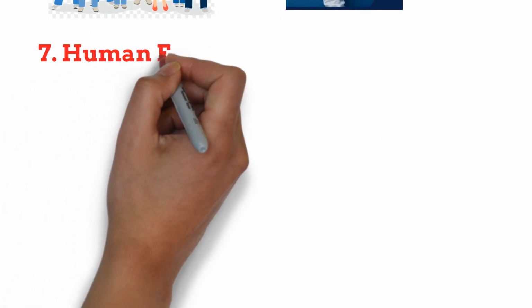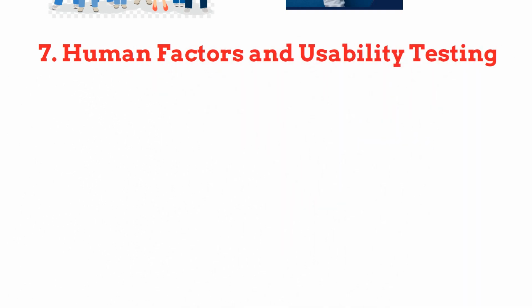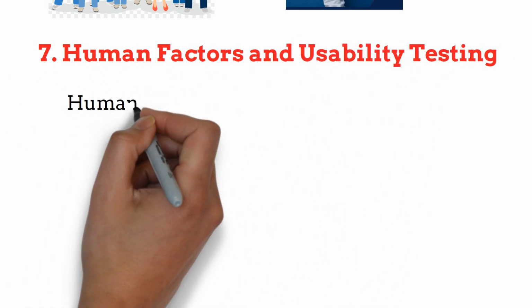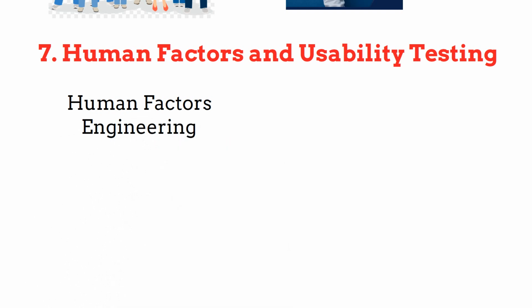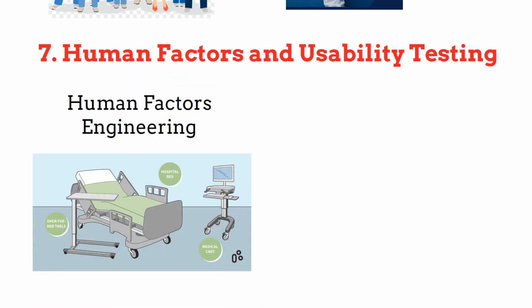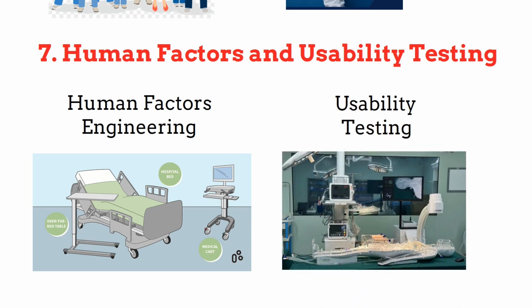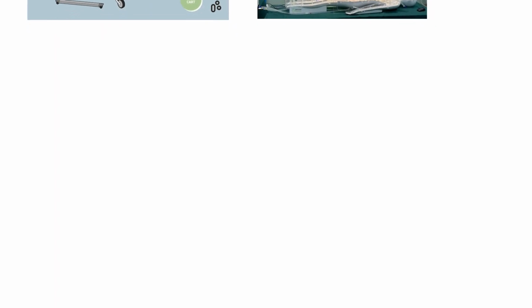Number 7. Human factors and usability testing. In human factors engineering, simulations help identify and mitigate potential human errors and ergonomic issues in healthcare settings. For assessing usability testing, medical device and software developers use simulation to assess the usability and user experience of products by healthcare professionals.